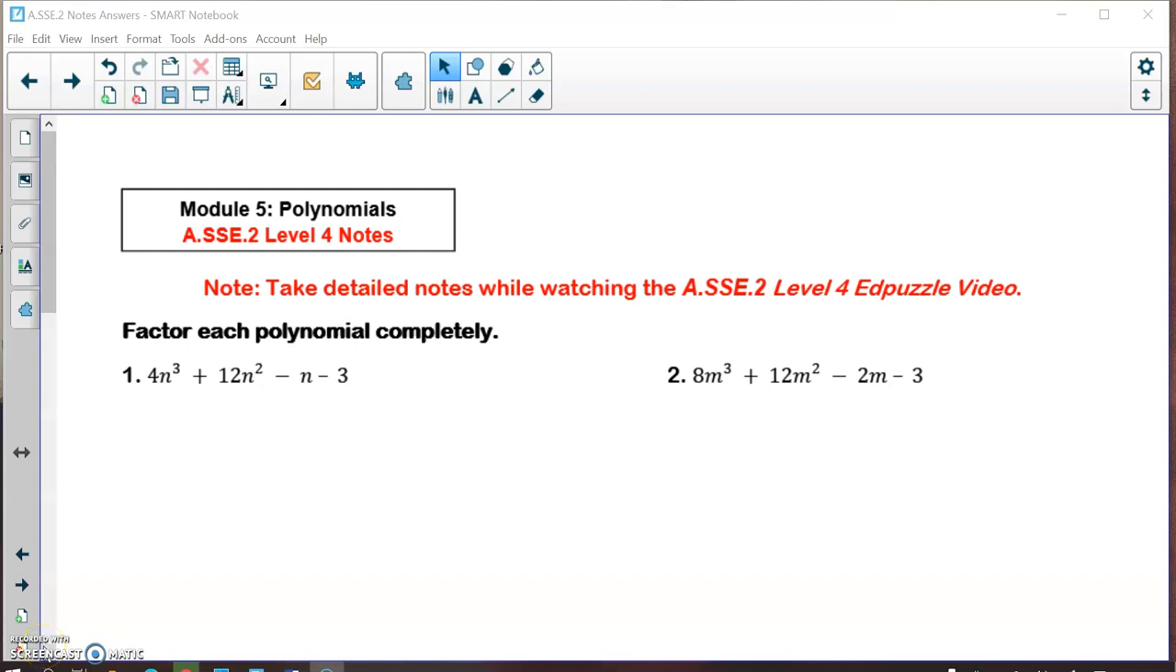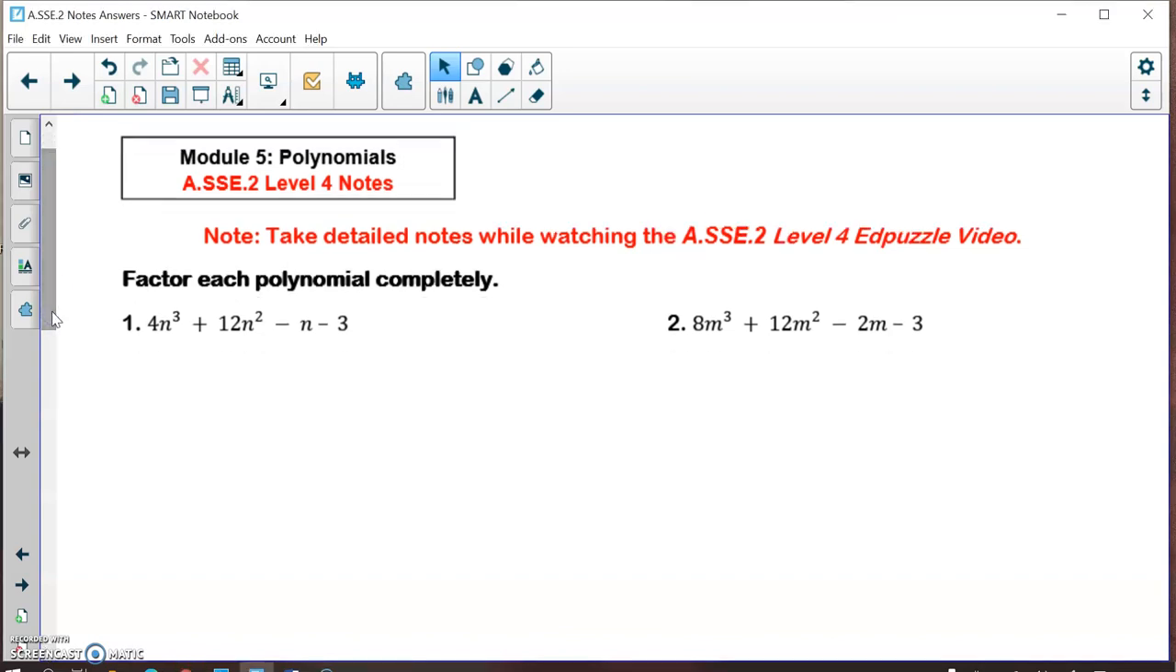All right, so now we're on level 4, where we get into more complicated polynomials that we need to factor completely. In number 1, remember to start off with GCF. It doesn't look like there's a GCF. So for this one, since there are 4 terms, we will need to start off with grouping right away.